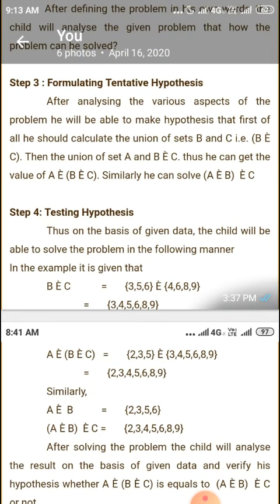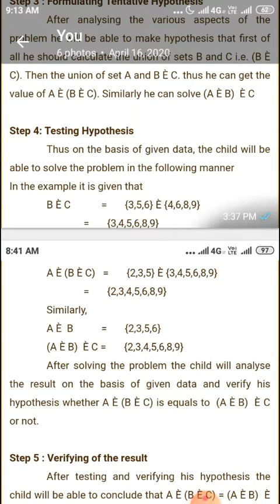Next, step 4, testing of hypothesis. On the basis of given data, the child will be able to solve the problem in the following manner. In the example, it is given that B ∪ C is as shown, and the solution of B ∪ C is given here. Next, A ∪ (B ∪ C). After taking the union, you get the solution.